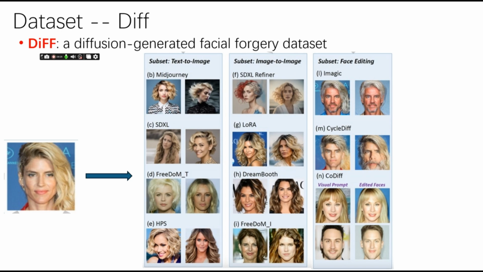The second one is image to image. So we give an image to AI tools, and besides the image, we also give some prompts where we want to make the modification. It will generate another image. This is image to image. The last one, face editing. So we edit the face.